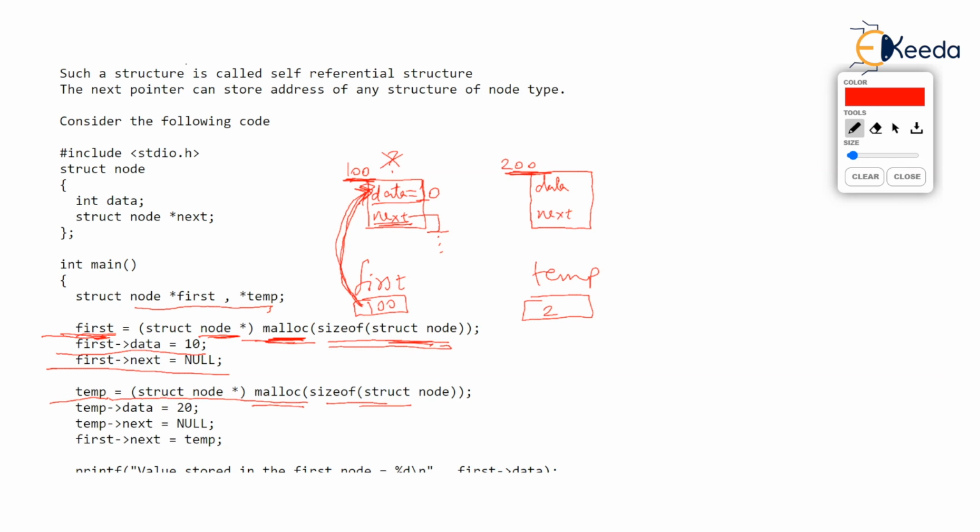Again observe there is no name to this node. But then we can access data or next by using temp arrow data, temp arrow next. That's what we have done in the next line. Temp arrow data is 20 we have said. So this data will become 20 and the next line is, as you are reading, temp arrow next is null. So this next, temp arrow next is null, it doesn't store anybody's address. Now comes the fun part.